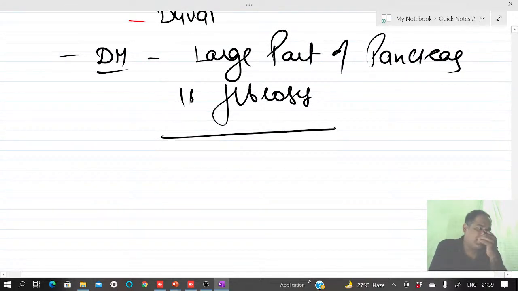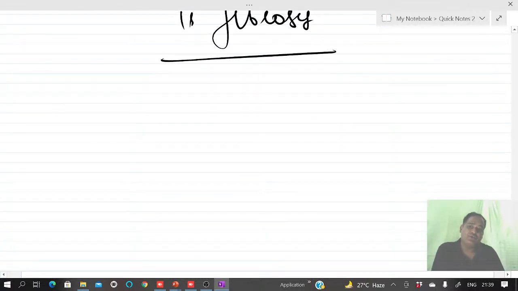Fine. So, the exocrine part will be affected first. Diabetes mellitus will occur very, very late. So, if diabetes mellitus develops, in that case, we will have to give our patient insulin.